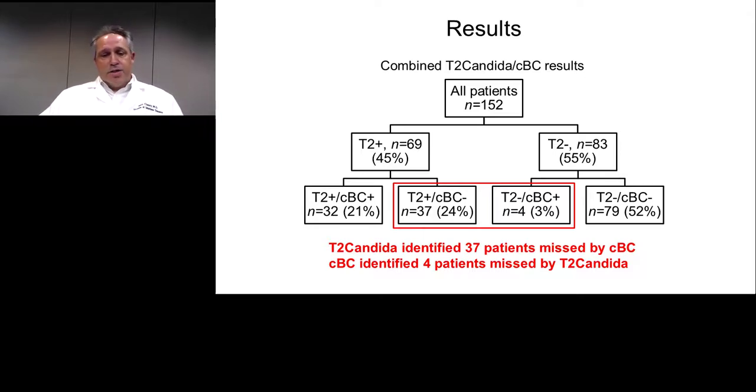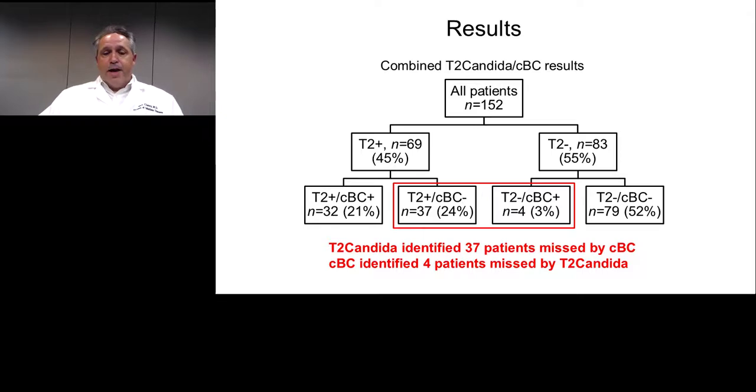You see the 4 patients who I previously mentioned who were T2 negative companion blood culture positive, representing 3% of the entire cohort. And then 37 patients, or 25% of the entire cohort, in fact, had T2 positive companion blood culture negative results. So we know these patients were originally candidemic from the diagnostic blood culture. So T2Candida identified 37 patients who were missed by the companion blood culture, compared to only 4 patients who were identified by the companion blood culture and missed by T2Candida.